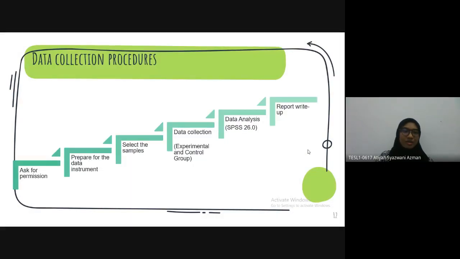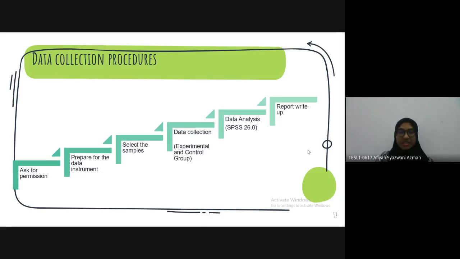Now I'll explain the data collection procedures. The first step, I asked for permission to conduct the research in SK Bukit Guntong, asking for permission from their administration, and then prepared the data instrument, which is a diagnostic test. The diagnostic test consists of a pre-test and post-test. And then select the samples. As I mentioned earlier, the samples are chosen by the English teacher.